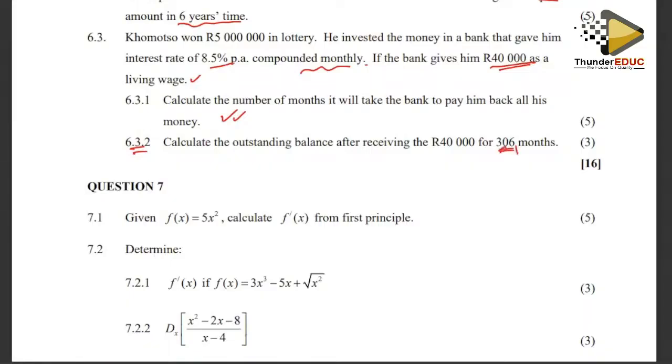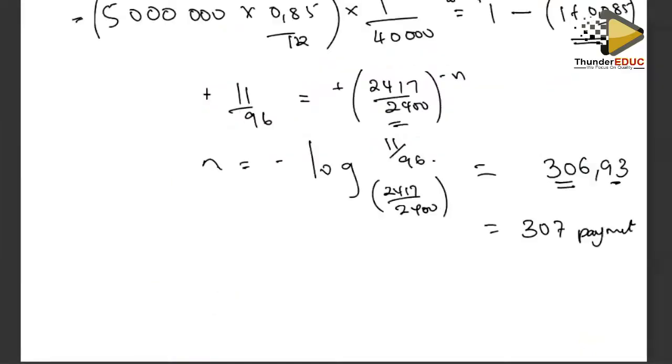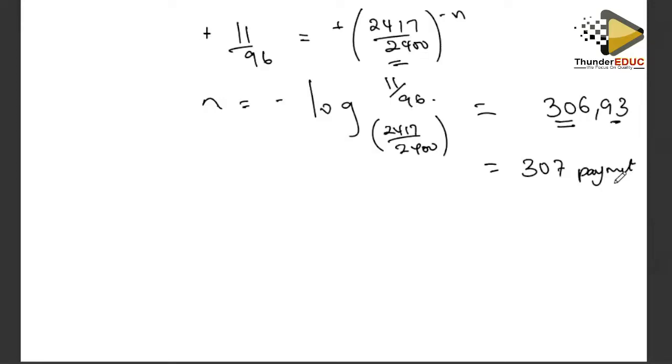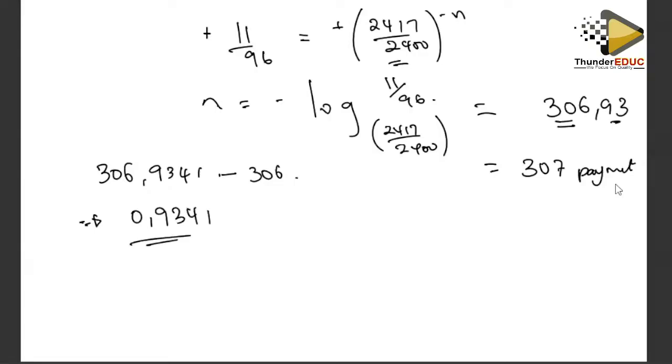for 306 months. Okay, with the outstanding balance, all we need to do is find the difference between the months. So if I keep my answer as 306.9341, I subtract the 306, meaning that we are left with 0.9341 months. So it's a fraction of a month, it's not a full month. So it doesn't qualify to get all the 40,000.